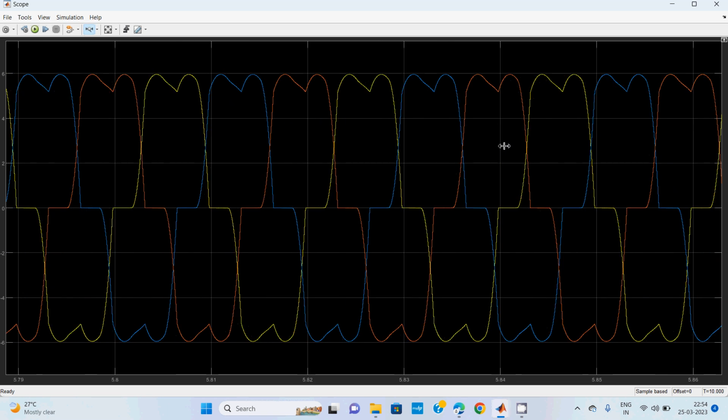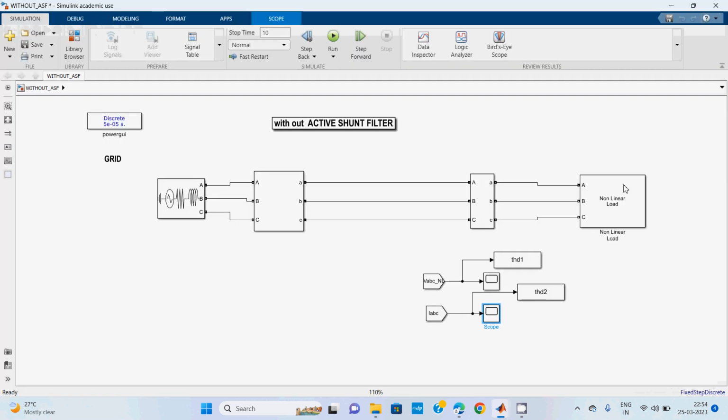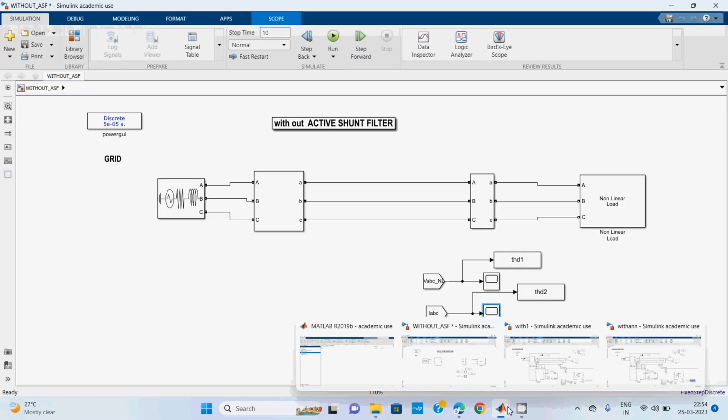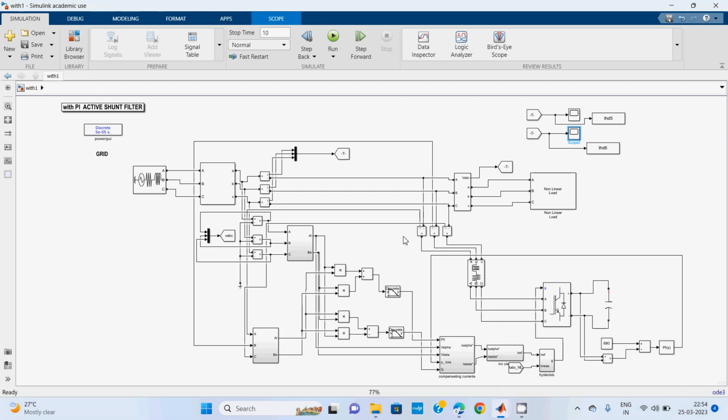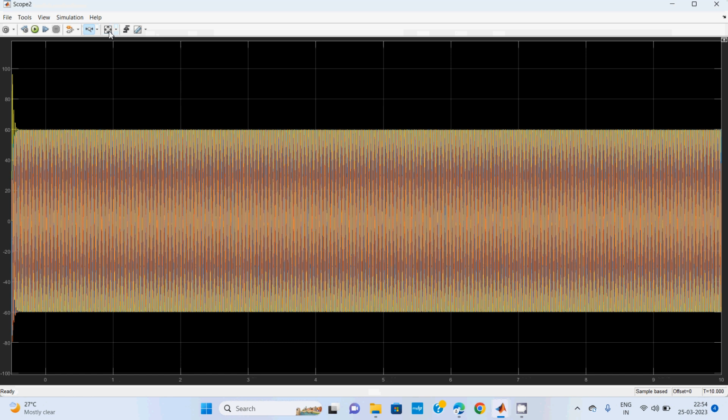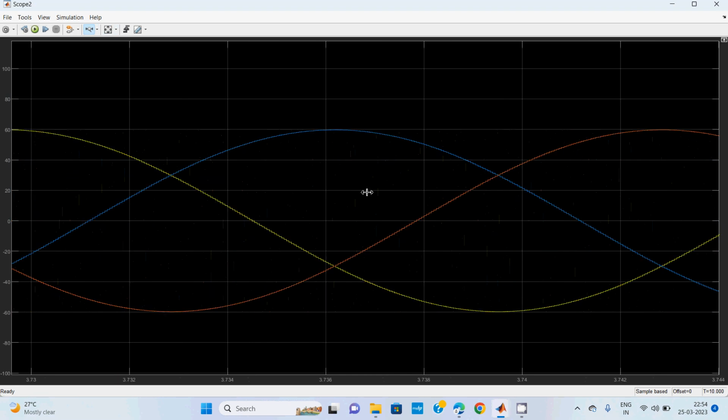So, in order to make this waveform sinusoidal, we are proposing the active filter. This one is the active filter. Then you can see the load current, I mean the sending end current, is pure sinusoidal. This is the advantage of the proposed active shunt filter.